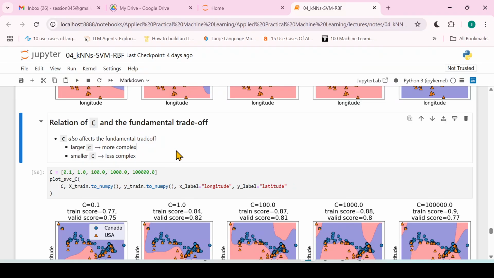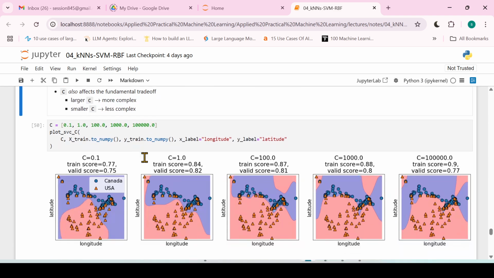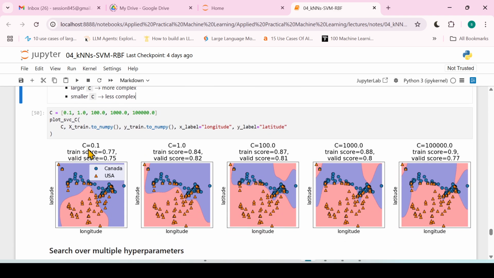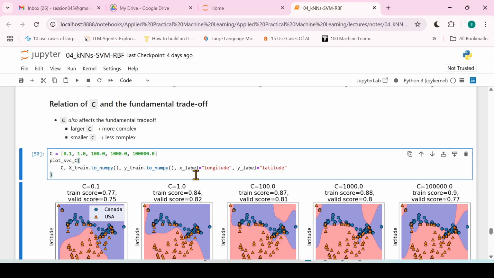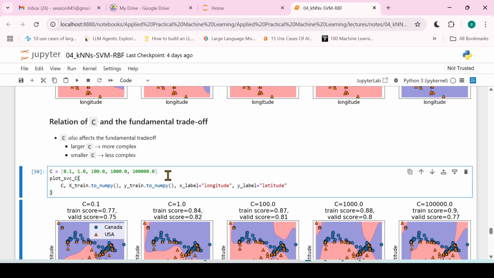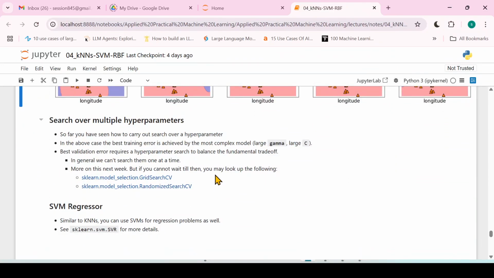And how does C work? C also works in a very similar way. A large C means more complex and a small C means less complex. Let's check different values of C. With a C value of 0.1, we have an underfitted model. With a C value of 1, we have a good model. Here we can see how gamma and C work. Basically, we have to choose both gamma and C, and we decide the best values based on the validation data, not on the training data. I hope you get how gamma and C work.